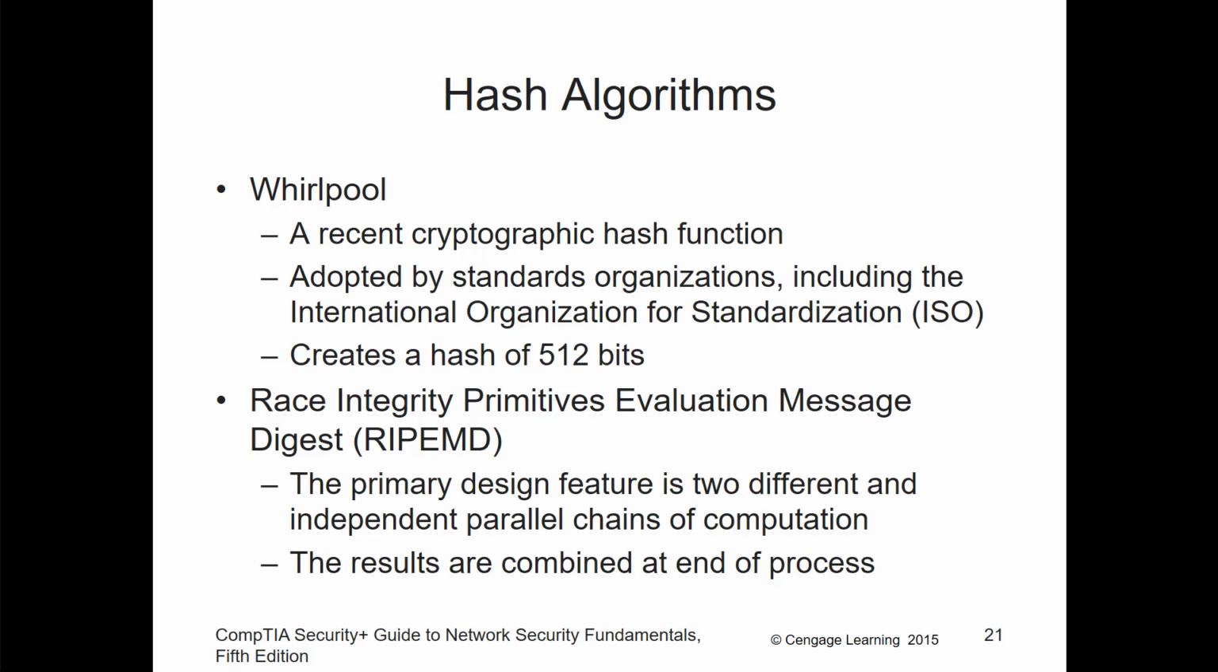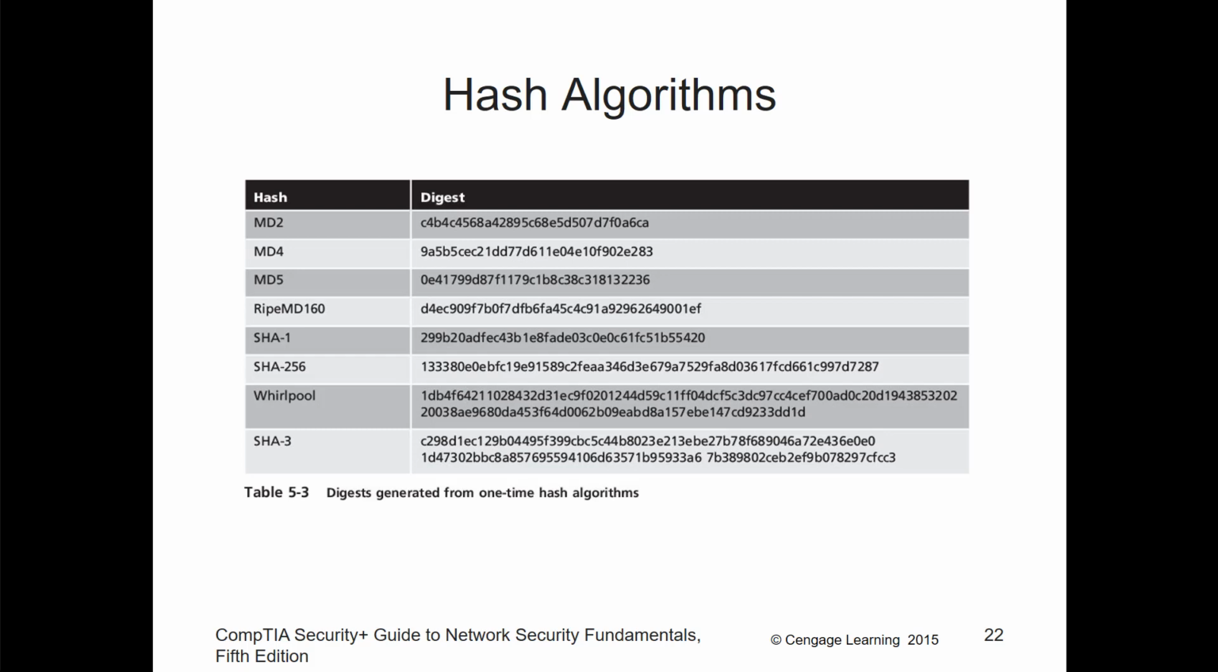other ones. We also have the RACE Integrity Primitives Evaluation Message Digest, or RIPEMD, and here the primary design feature is 2 different and independent parallel chains of computations. The results are combined at the end of the process to be more secure. Here we have the different hash types and the digests. Again, we're looking at MD5, SHA-1, SHA-256. Those are common ones. SHA-3 and Whirlpool are slowly coming in, but I've seen MD5, SHA-1, and SHA-256 quite often.